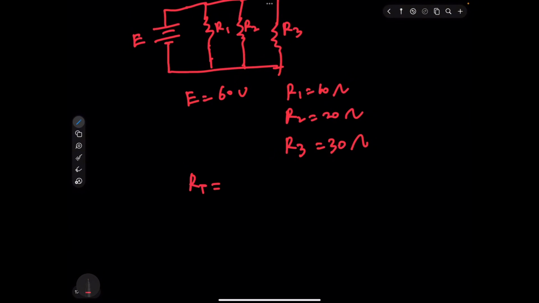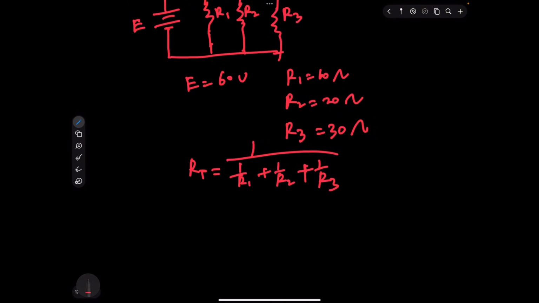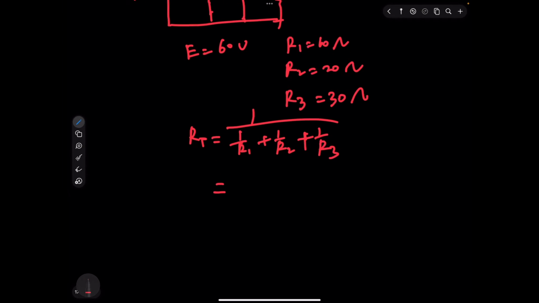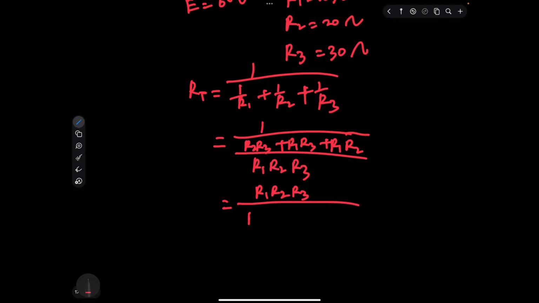So RT, first thing first, let's do RT first. 1 over R1 plus 1 over R2 plus 1 over R3. We can just use a calculator. If we don't have a calculator around, we can do it by hand. The common denominator is R1 R2 R3, so the numerator will be R2 R3 plus R1 R3 plus R1 R2. That would be RT equals R1 R2 R3 divided by R2 R3 plus R1 R3 plus R1 R2.